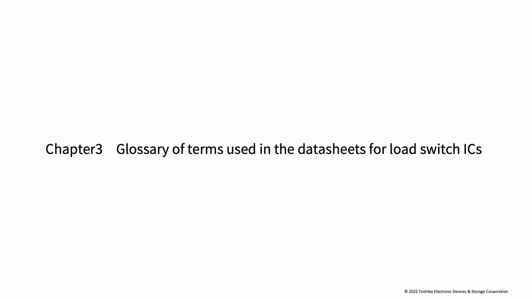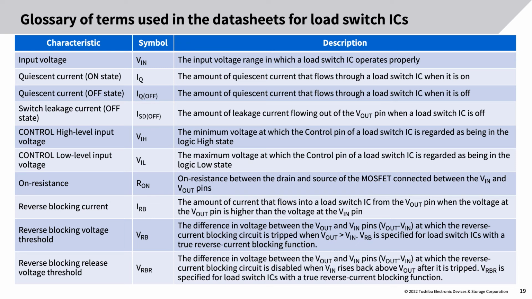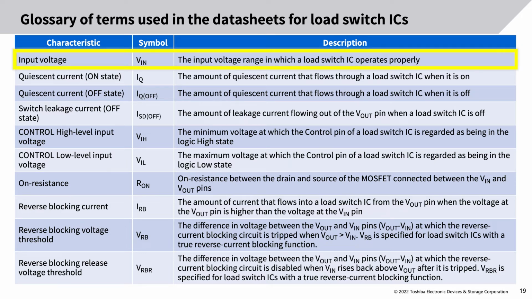Chapter 3, Glossary of Terms used in the datasheets for load switch ICs. The following table provides the definitions of major electrical characteristics shown in the datasheets of load switch ICs. Input voltage is the input voltage range in which a load switch IC operates properly. It is represented by Vin.